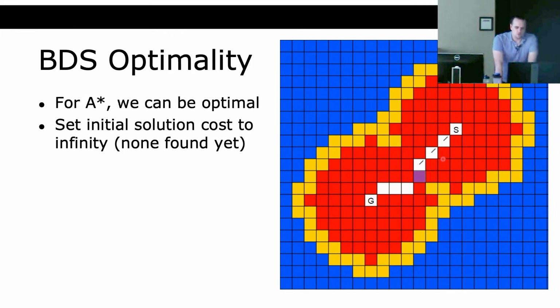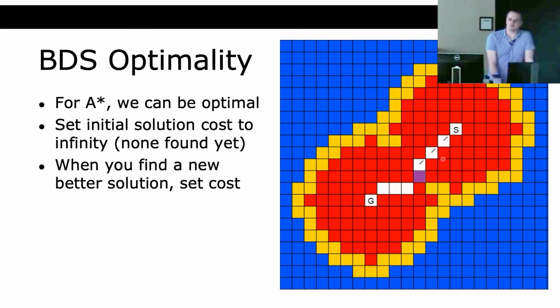So what we do is we set an initial solution cost to infinity. I haven't found a path yet, so my path cost is infinity, okay? Whenever you find a new, better solution, set that path cost to the cost that you found. So initially, I found this path, I'm going to set my best path so far to that one.